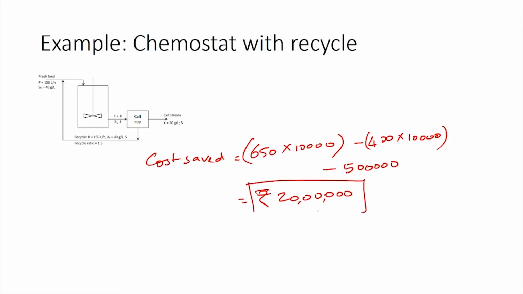So, by using this cell separator and a recycle stream, we would be able to save 20 lakh rupees just for the installation process. Obviously, there will be more savings due to the operational costs being cut down as the cells are being recycled. With this, we come to the conclusion of the review for the basic aspects of material balances. Thank you and goodbye.